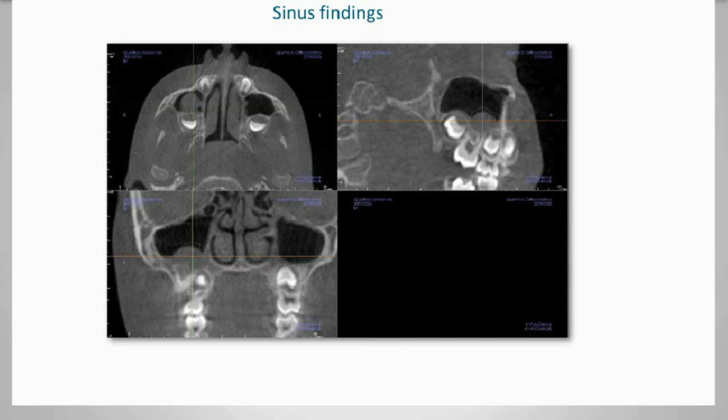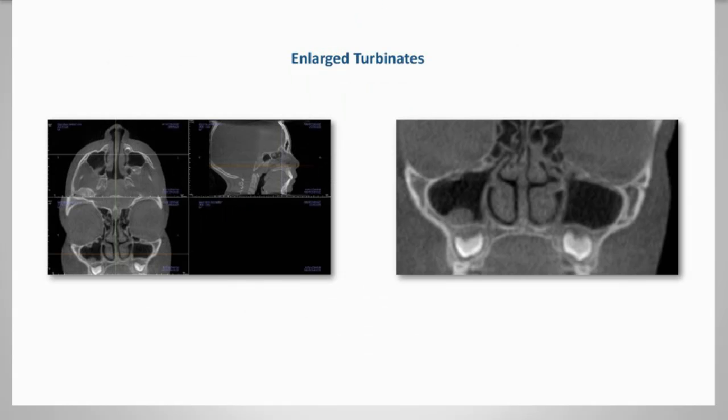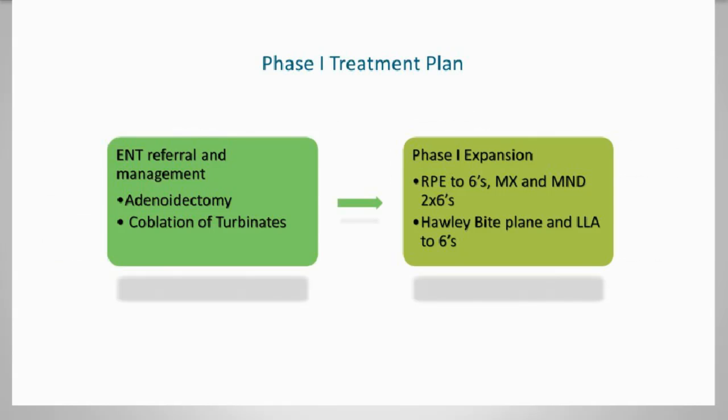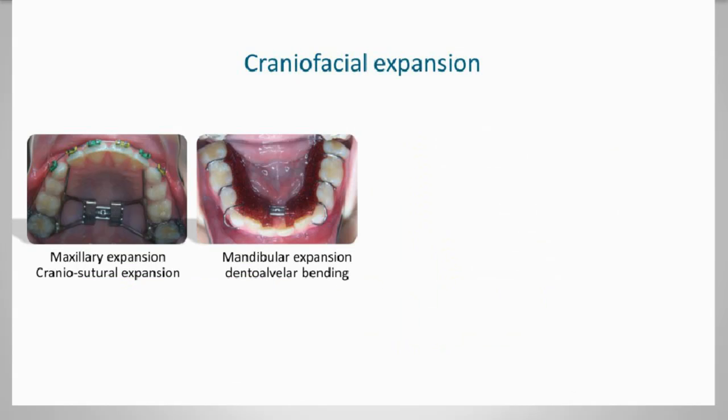Turbinates were enlarged, so the patient was referred to first ENT management, had adenoids removed, had the turbinates reduced through something called coblation of the turbinates. And then we went in to perform phase 1 facial orthodontics to expand the maxilla. Our particular treatment involves an RPE to the first molars with the brackets canine to canines. I like to wait until the upper anteriors are in because I think we can get a little bit better expansion. We can also make the teeth look a little bit better, and we can accomplish more at once.